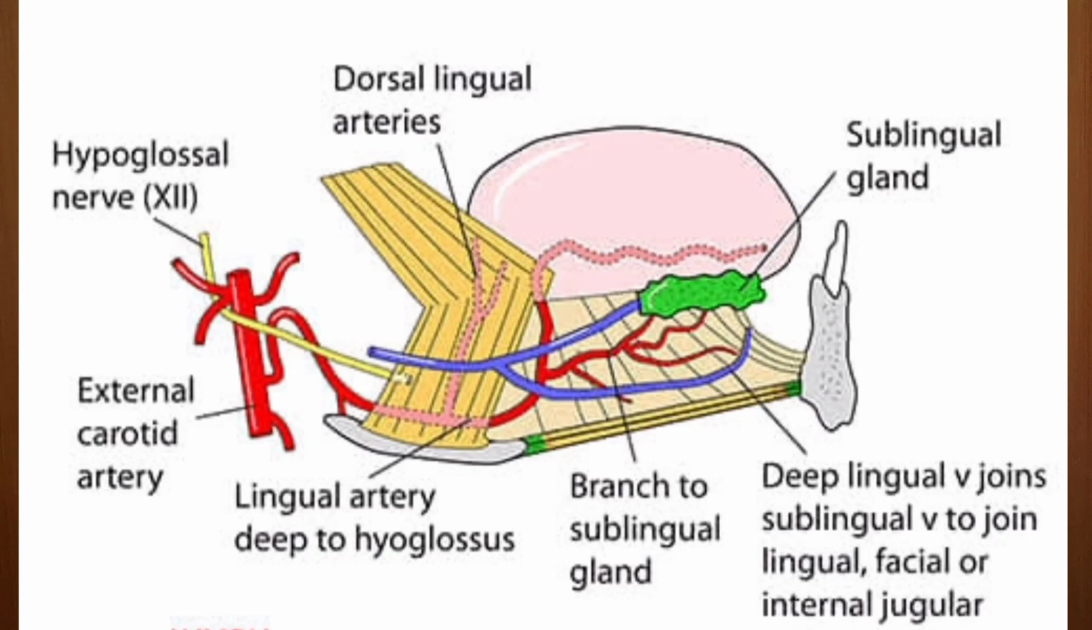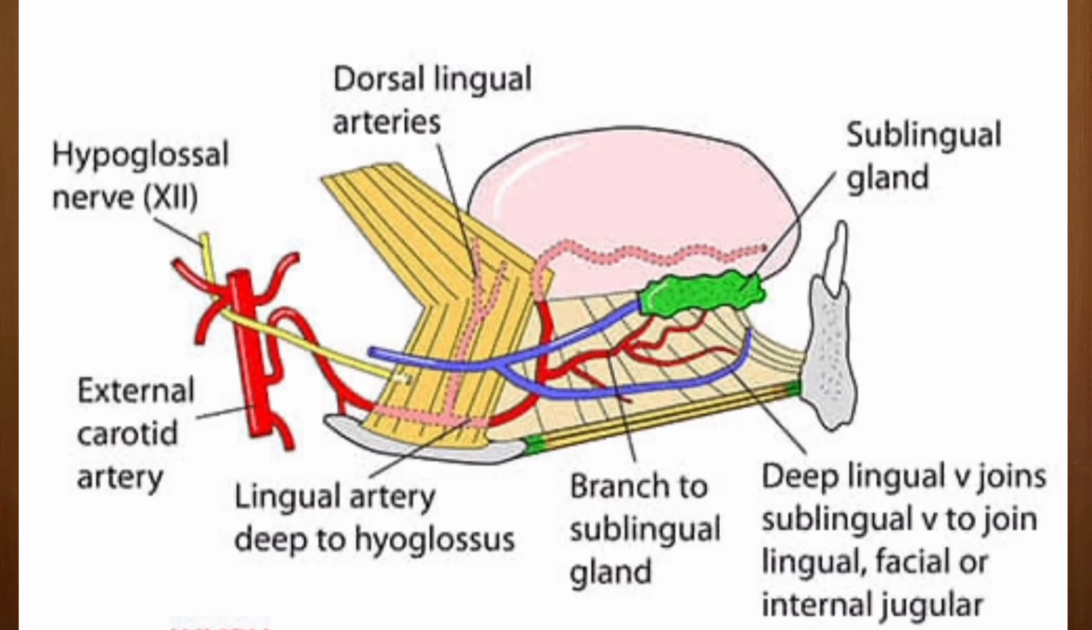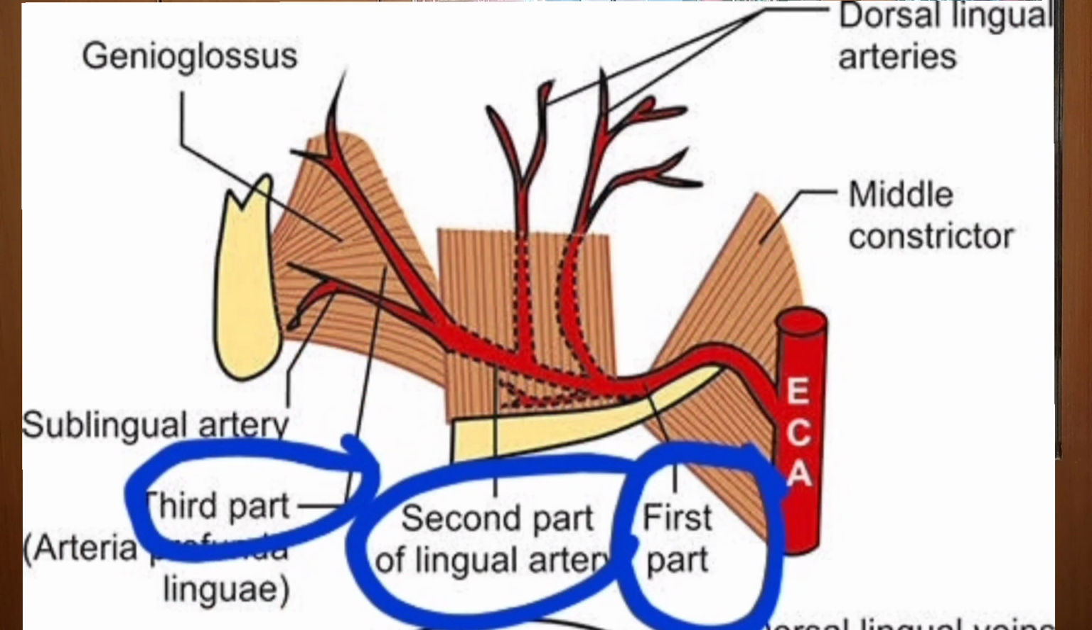From its origin, it passes toward the hyoglossus muscle. Up to the hyoglossus, that is the posterior border of the hyoglossus, is the first part. Then deep to the hyoglossus is the second part, and beyond the hyoglossus, or rather the anterior border of the hyoglossus, up to the tip of the tongue is the third part. So the lingual artery also has three parts, and here the muscle is the hyoglossus.